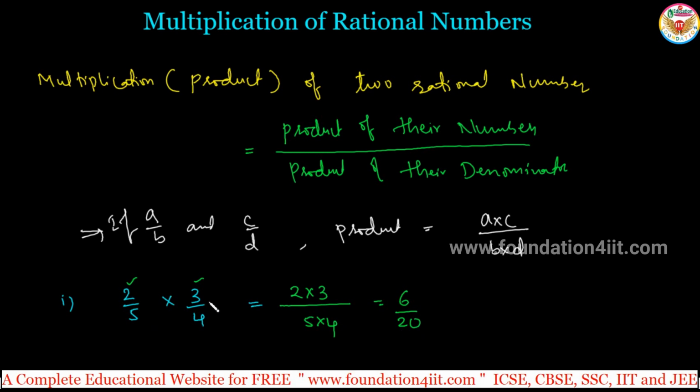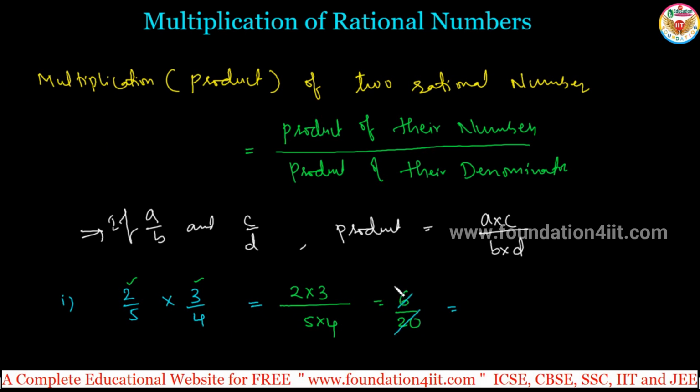So 2 by 5 into 3 by 4 is equal to 6 by 20. To write in standard form, we can simplify this. 6 by 20 is a rational number, but to make this in standard form, you simplify. Okay, same table, you can cancel with numerator and denominator.